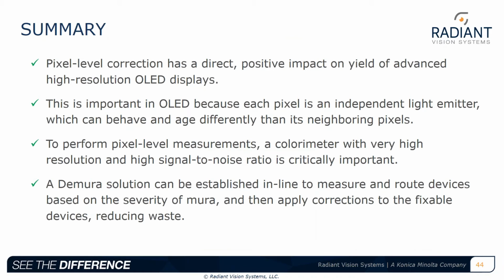In summary, pixel level correction has direct positive impact on yield of advanced high-resolution OLED displays. This is very important for the field of OLED because each pixel is an independent light emitter, which can behave and age differently than its neighbors. To perform pixel level measurement, a colorimeter with high resolution and high signal-to-noise ratio is critically important. A Demura solution can be established in line to measure and route devices based on the severity of Mura and apply corrections to the fixable devices, reducing waste.